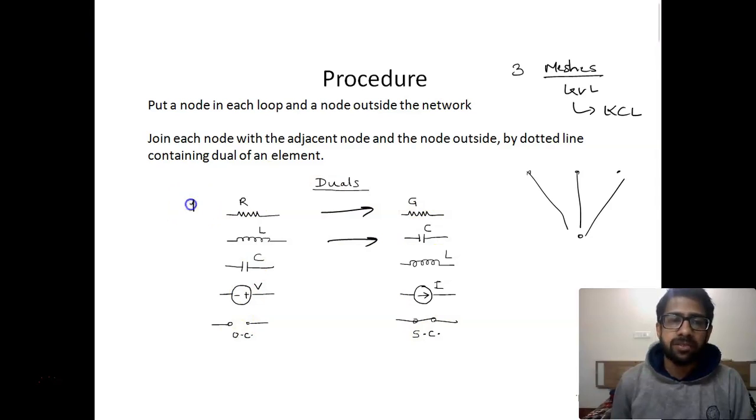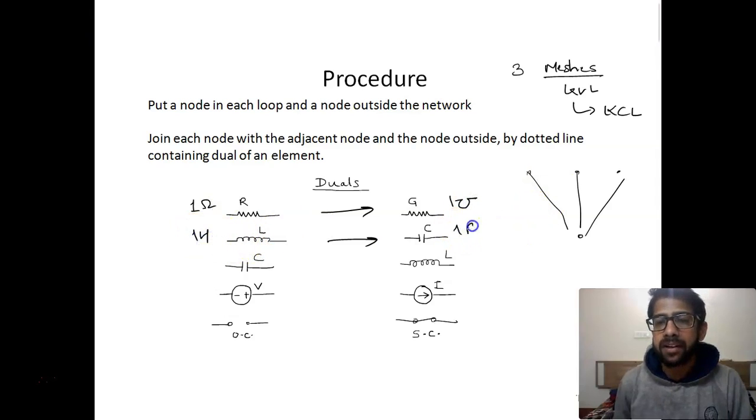If this is 1 ohm, this will become 1 mho. If this is 1 Henry, this will become 1 farad. If this is 2 farad, this will become 2 Henry. So the basic SI unit remains the same for both things.